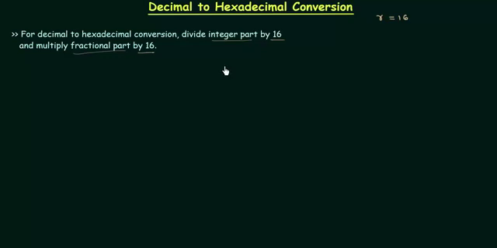In this lecture, we will solve three problems. In the first problem, I will not include the fraction. In the second problem, I will include the fraction, and in the third problem, we will include a different base. So let's start with problem number 1. The decimal number is 254. This is in decimal, and we want the hexadecimal equivalent of this number. So let's start with it.